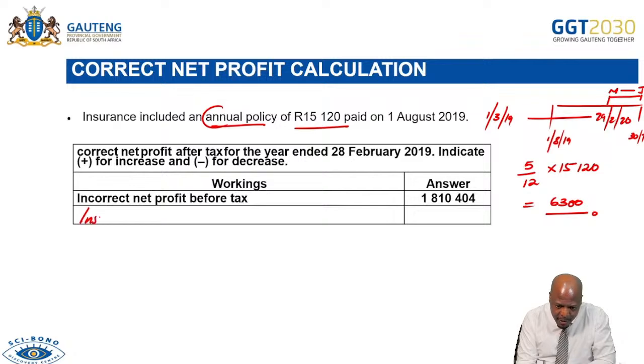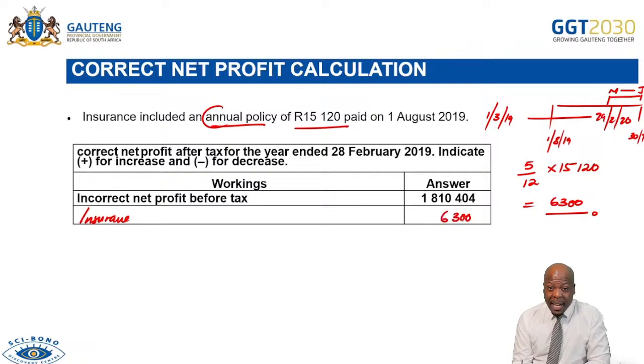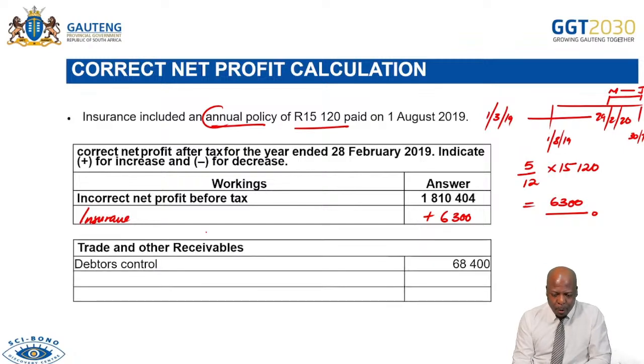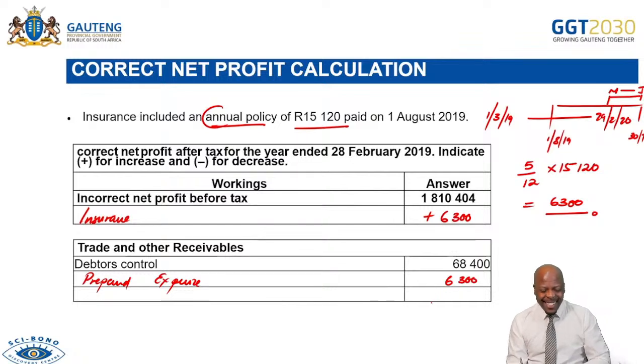What do we now say? We say insurance. Come here, we say insurance. How much is that amount? 6,300. The question comes back again. Do we add it or do we subtract it? An expense was recorded more, profits were decreased. To correct it, we add it. So we come here, it's plus 6,300. Now, a prepaid expense becomes receivable. So I'm going to come here and I'm now going to say prepaid expense. I have a prepaid expense. How much is that? 6,300. Are we good? All right.